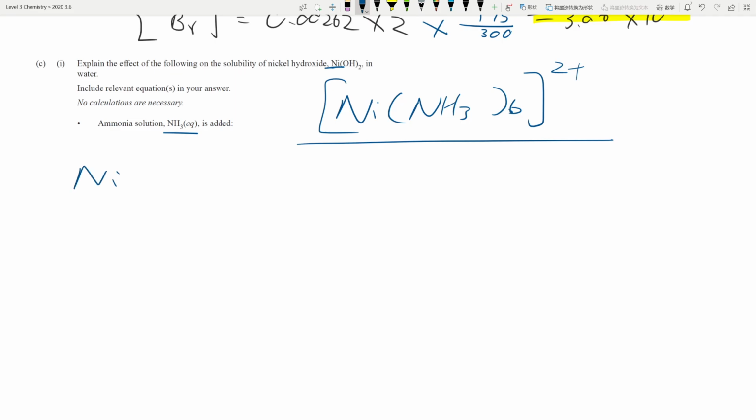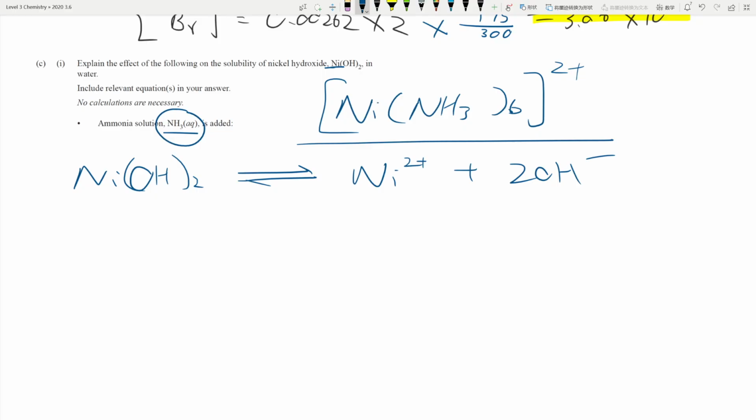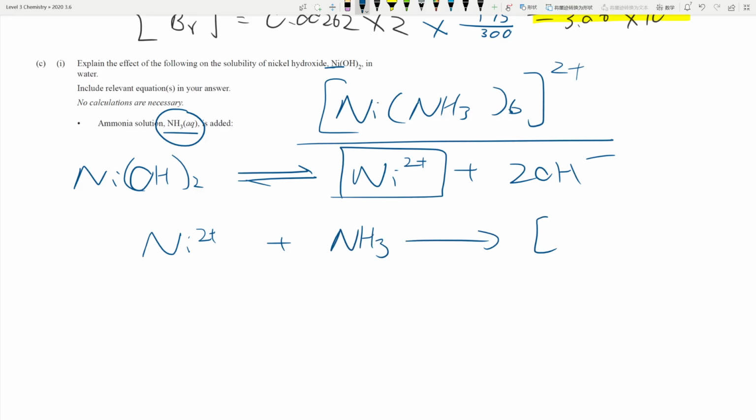So this is the equation that you need to think about. You have nickel hydroxide, which partially dissolves into these two things. But if you add ammonia, the Ni2+ will react with the added ammonia to form this complex ion. You don't need to memorize what it forms, because that's already been given to you. You just need to be on high alert that you are going to see the complex ion formation. So why does the solubility increase?